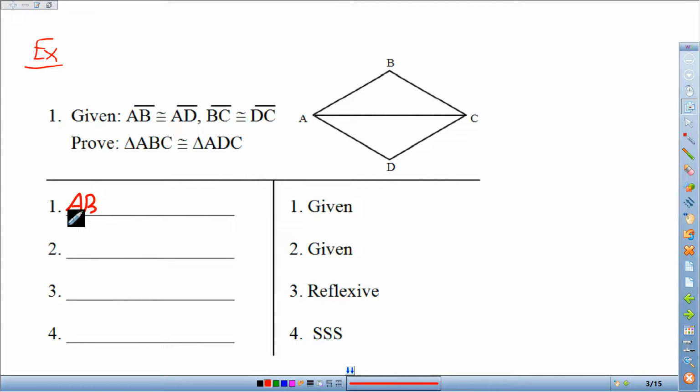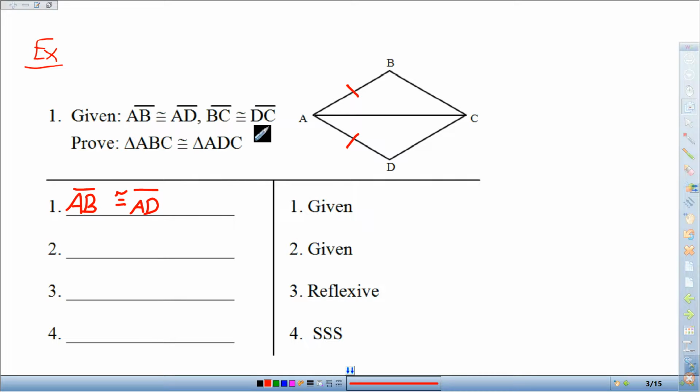So segment AB is congruent to segment AD. Why do we know that? It's given. And as you go through this, double check that the reason that follows is what you're expecting, because you can find some mistakes that way. As always, we want to show this information on our triangles. So segment AB is congruent to segment AD. That's all we can get from that statement.